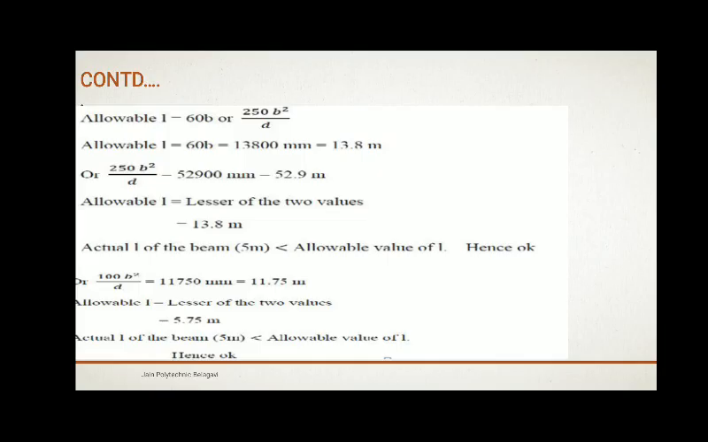So the allowable is equal to the lesser of the two values. So the lesser of the two values is 5.75. Therefore the actual length of the beam, that is 5 meters, is lesser than allowable, hence it is okay.